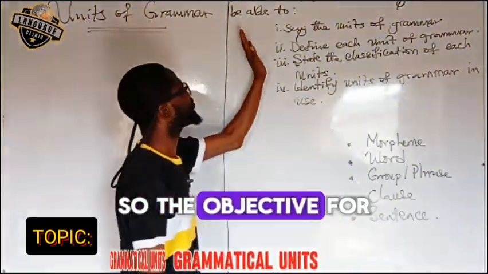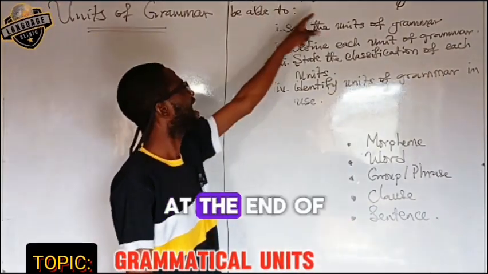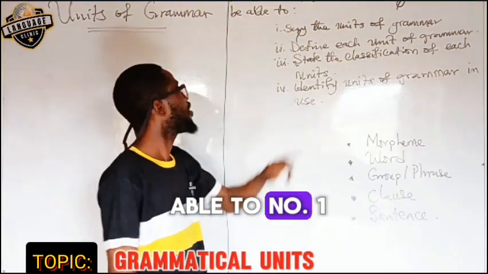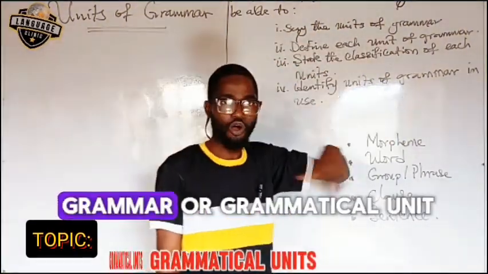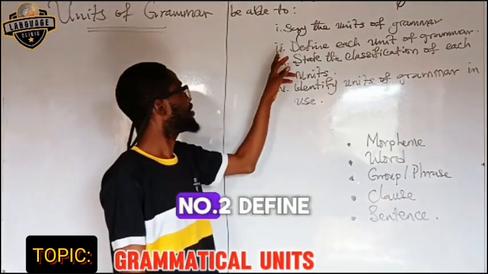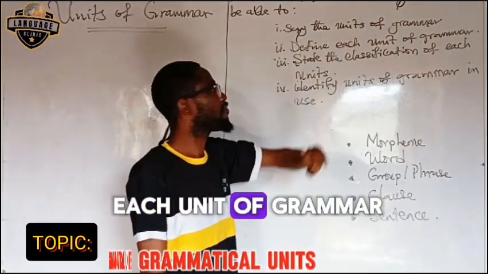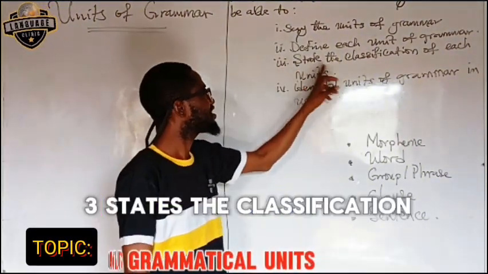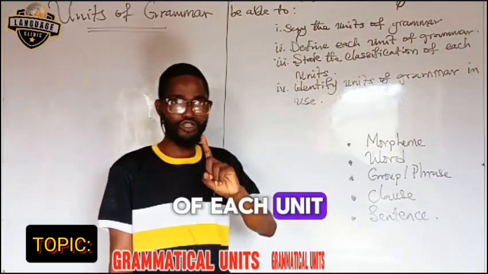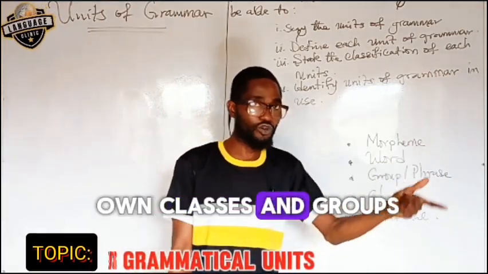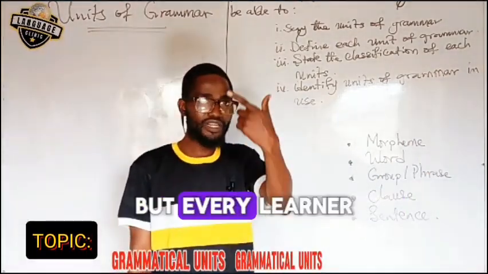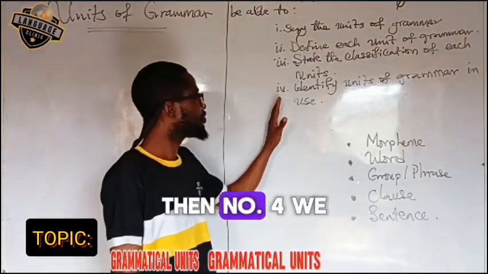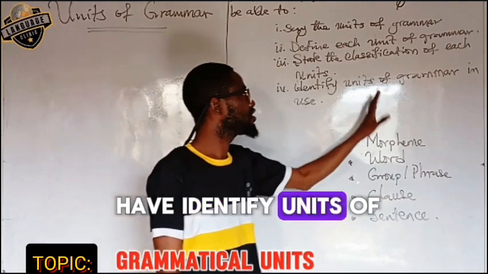The objective for today's class is, at the end of this lesson, every learner should be able to, number one, say the unit of grammar or grammatical unit. Number two, define each unit of grammar. Number three, state the classification of each unit. Every unit has its own classes and groups, so every learner should be able to say the classification of each unit of grammar. Then number four, identify units of grammar in use.